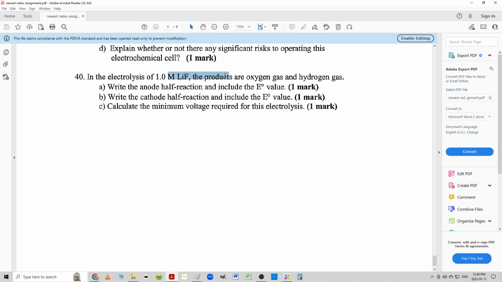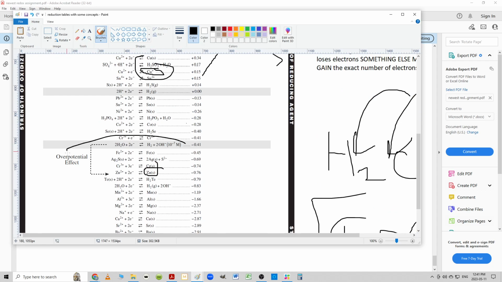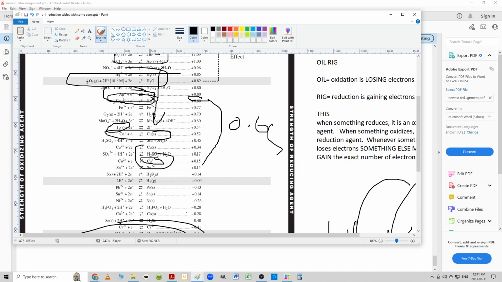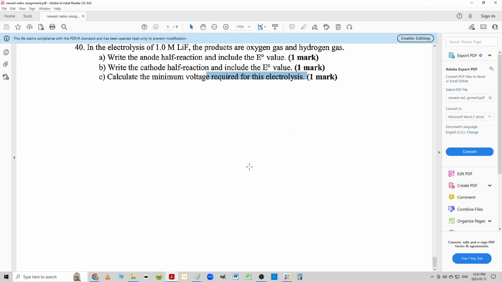Electrolysis means we're reversing the process, so we're trying to break this apart. Products are oxygen gas and hydrogen gas. That means water is closer together on the reduction potential than lithium and fluorine are. Write the anode half reaction, so we can just look up the water on the chart and look up the cathode, see which one's higher reduction. So on the water ones, this one will reduce and this one here will oxidize. So it will go this way and this one will go this way. Minimum voltage will be the difference between those two, and that's it.